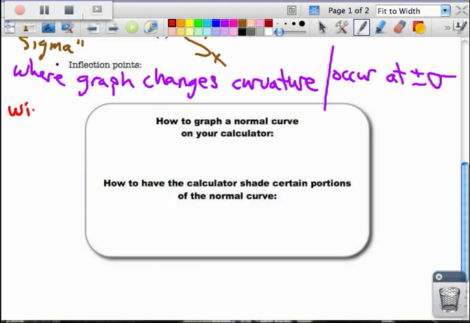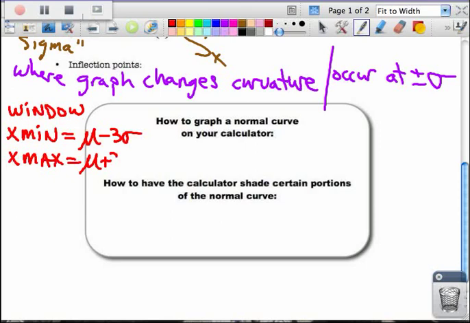First of all, in your window, which you're not going to do right now with your calculator, so don't worry about it, your x min is going to be equal to mu minus 3 sigma. Don't worry if this doesn't make any sense. It's going to be just fine when we do it in the problem. Your x max is going to be mu plus 3 sigma. Your x scale is going to be 1.